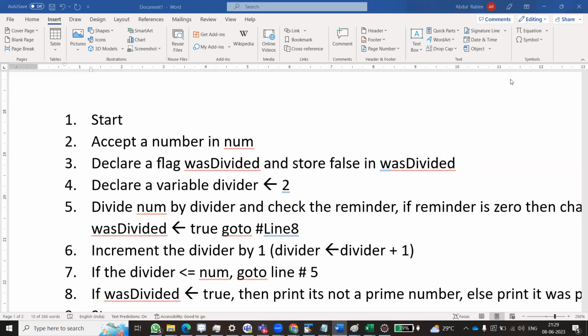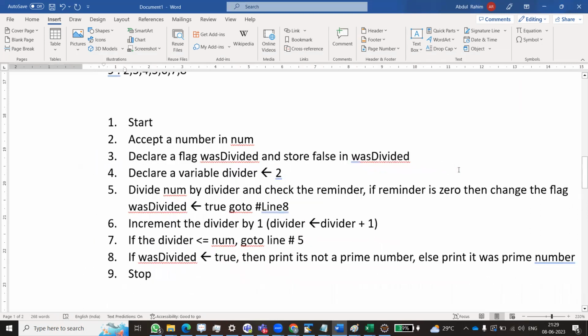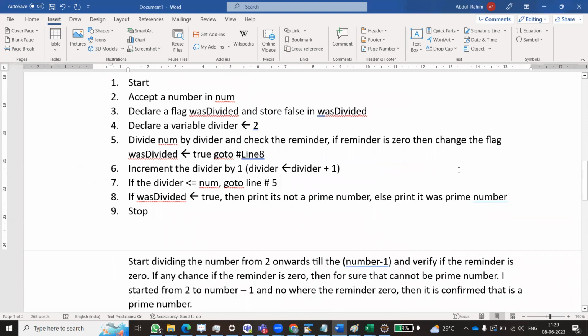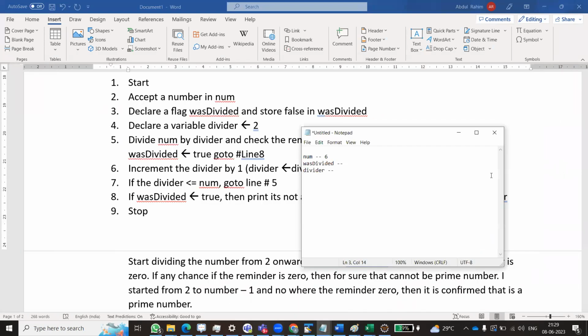Sudha Sunil. Yes, sir. What does statement number 3 say? The flag will be false. Flag was divided, and store false. So the flag will be false. Yes, simple as that. I don't know why you guys are saying 0, 1, 3, 6. So what is the value of the was divided flag at line number 3?